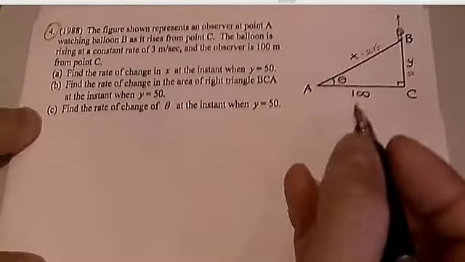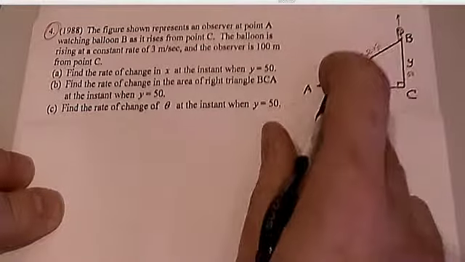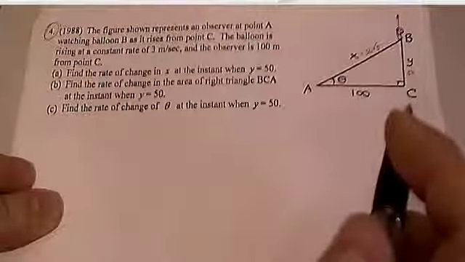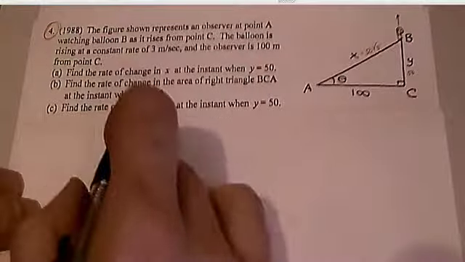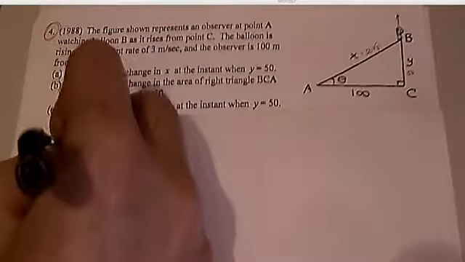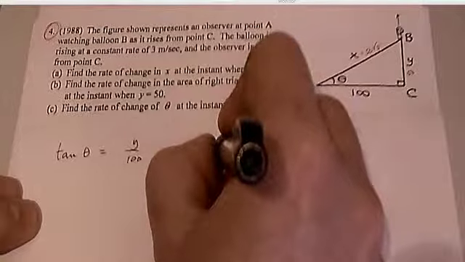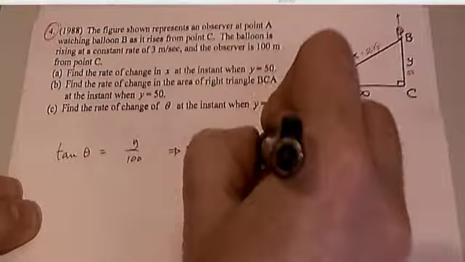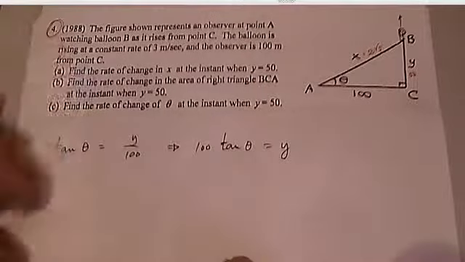Well, I know that my conditional information gives me 50 and 50 root 5. But here's the thing. I need theta. Or do I? Since you're talking about it at a specific moment in time, let's go ahead and say the tangent of theta is equal to y over 100, or 100 tangent theta is equal to y. That's our equation that we're going to be dealing with.